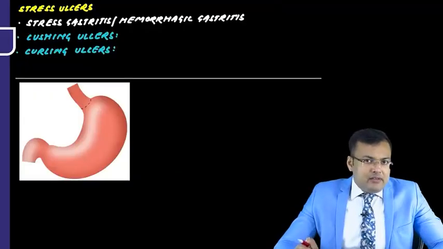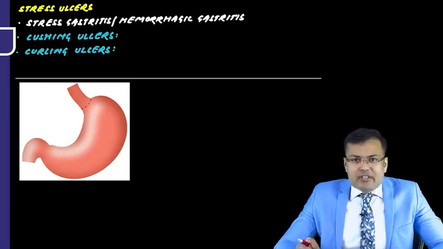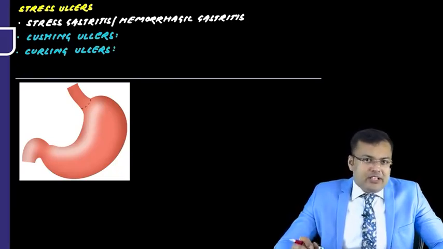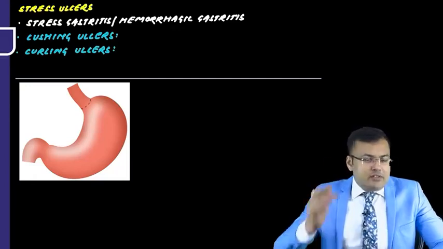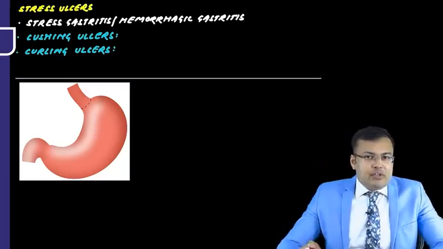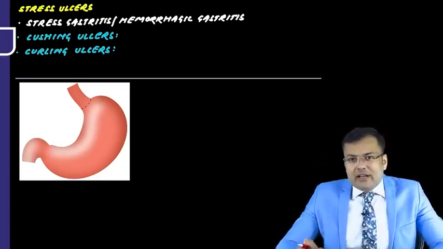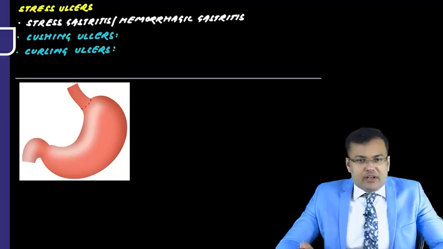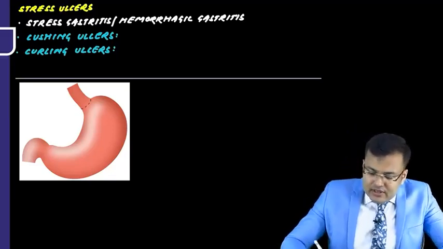There is another ulcer which is asked frequently. The name is stress ulcer. Other names are stress gastritis, also known as hemorrhagic gastritis. Whenever stress ulcers occur in patients of head injury, it is known as Cushing ulcer. And if it occurs in patients of burns, it is known as Curling ulcer. So Cushing ulcers occur in patients of head injury.